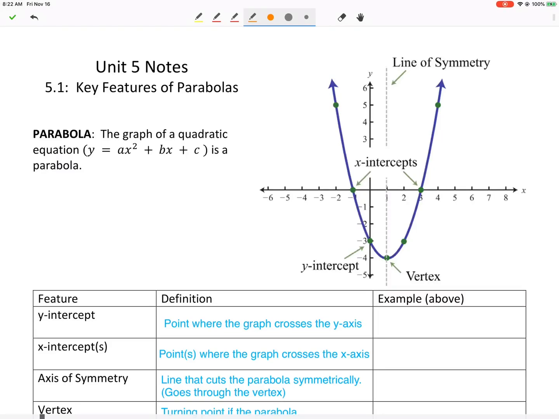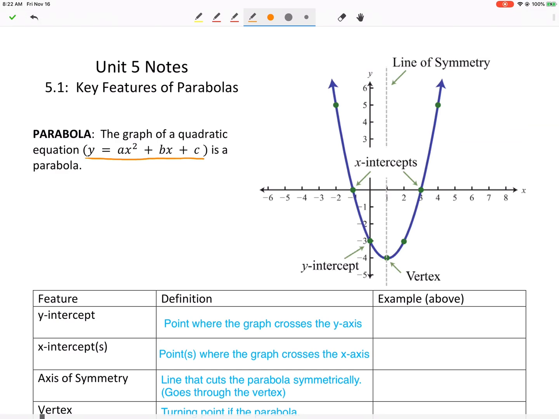All right, here we are in Unit 5. Our last unit, Unit 4, we did solving quadratics, and this time we're graphing them. So we'll be using the same sort of quadratic, which is y equals ax squared plus bx plus c. And when we graph it, the shape is a parabola. So this is what a parabola looks like.